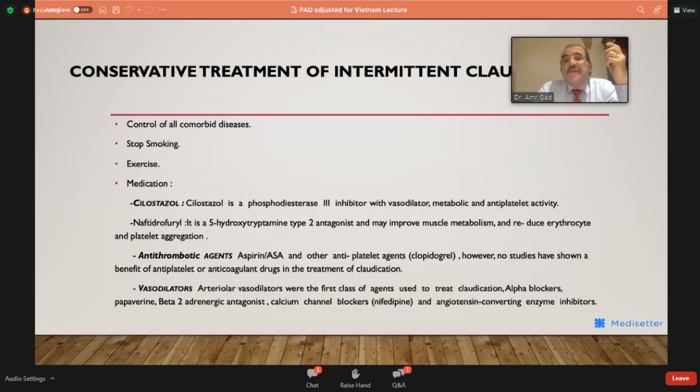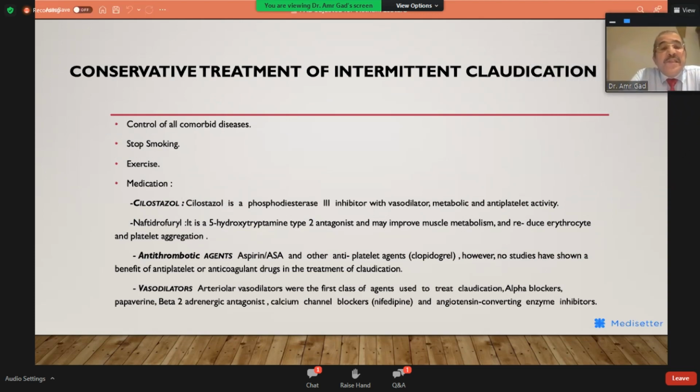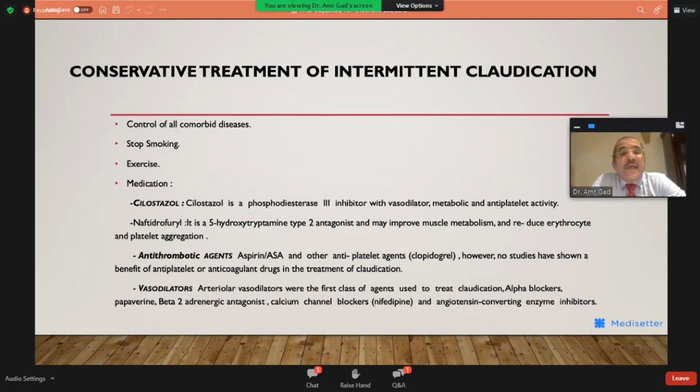What is the conservative treatment we adopt? First, we have to control all comorbid diseases like heart and other organs. Stopping smoking is mandatory. I tell my patient, you have to choose between continuing smoking and your leg. And you are the one to decide. Smoking has to be stopped completely.